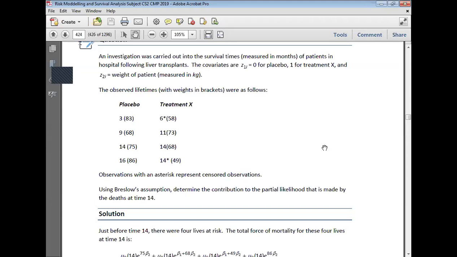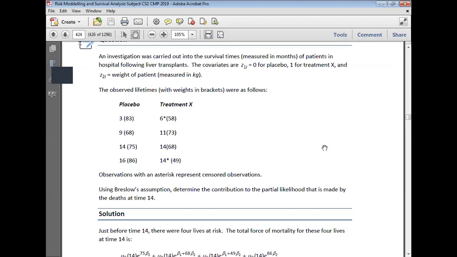So now, these are the lifetimes of people, right? At time 14, after 14 months into the investigation, we see that 2 people die at the same time. So how will we take this into account? The first assumption that we make is that the deaths of these 2 people, one aged 75 and the other aged 68, are independent of each other. So I think, as you all might have guessed, we will just take the likelihood of the 75-year-old and then the likelihood of the 68-year-old and multiply them together.